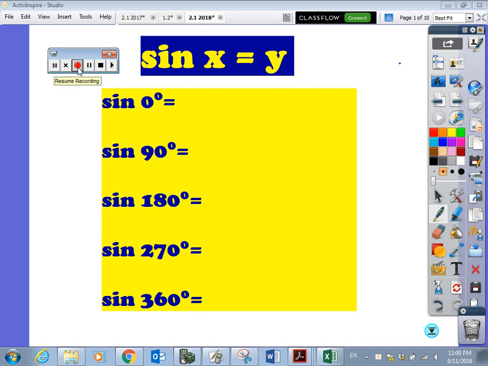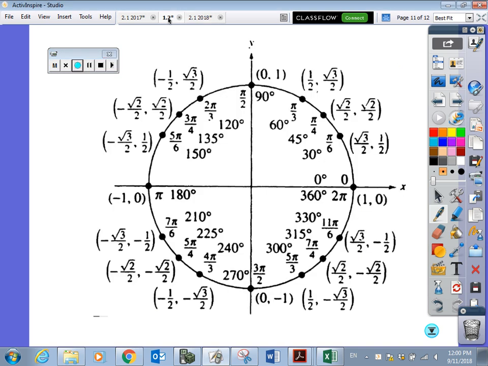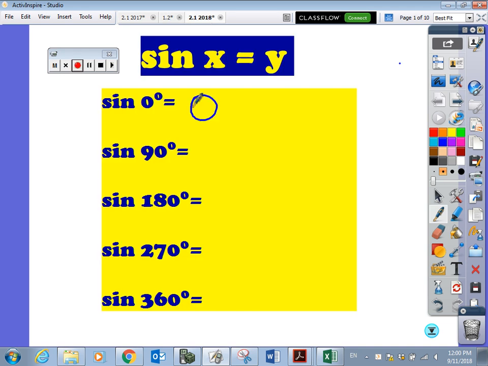So the test you just took, all of these problems could have been on that test. The sine of 0 degrees. We go to 0 degrees. Here's 0 degrees. We look at the y value. It's 0. So that's equal to 0.